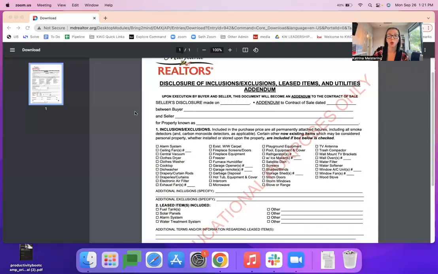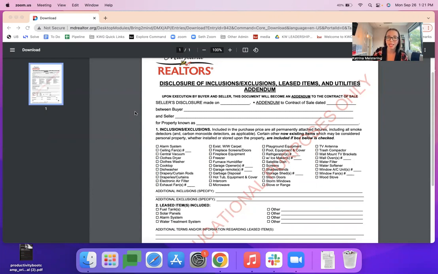All right, guys. So the first form that I'm going to go over quickly is this new one, which is the disclosure of inclusions, exclusions, leased items, and utilities addendum. This is taking the disclosure of leased items, the exclusions addendum that was previously in place and replacing the two of those, and it's making it a part of the contract of sale.